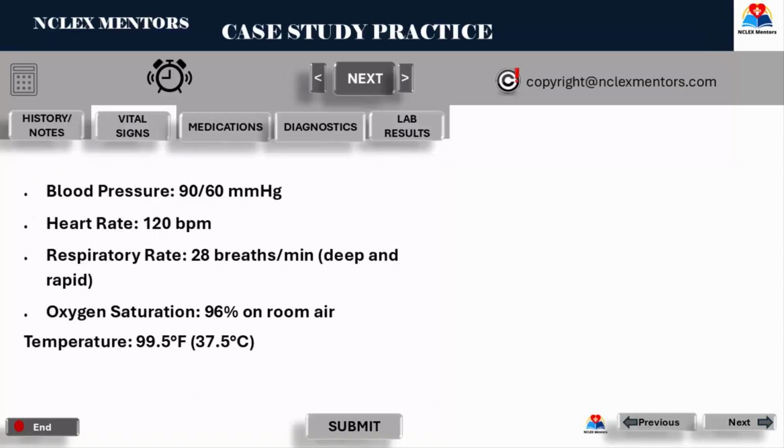Her vital signs show signs of stress. Blood pressure, 90/60 millimeters of mercury, is low, suggesting dehydration. Heart rate, 120 BPM, is high, which could be a compensatory response to dehydration. Her respiratory rate, 28 breaths per minute, is elevated and deep, which may indicate Kussmaul breathing, a sign of metabolic acidosis. Oxygen saturation, 96%, is fine, but the respiratory rate and heart rate are concerning. She also has a temperature of 99.5 degrees, which is slightly elevated and could indicate an infection or stress.